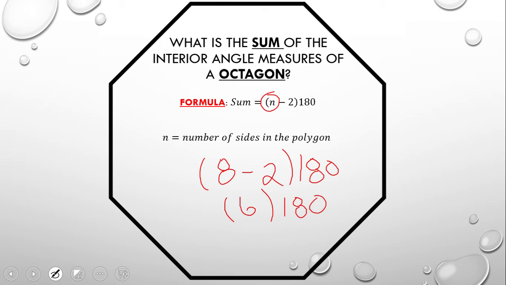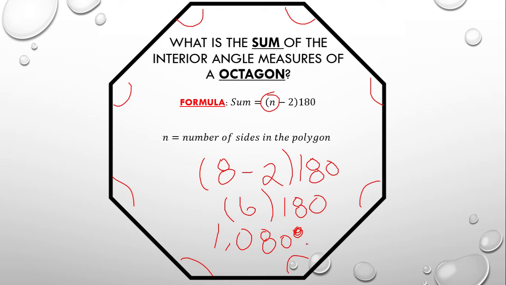6 times 180. Go ahead and get out your calculator. That's a pretty big number to multiply, okay? So the number we're going to get is 1,080 degrees. That is a degree symbol there, not another 0. That's just my computer typing for you. 1,080 degrees. That's a heck of a lot of degrees. That's because you have 8 angles. When you have an 8-sided figure, you're going to have 8 angles, and all of those angles will add together to be 1,080 degrees. Okay, so let me go ahead and get my pointer back. I think most of you are getting the hang of this.